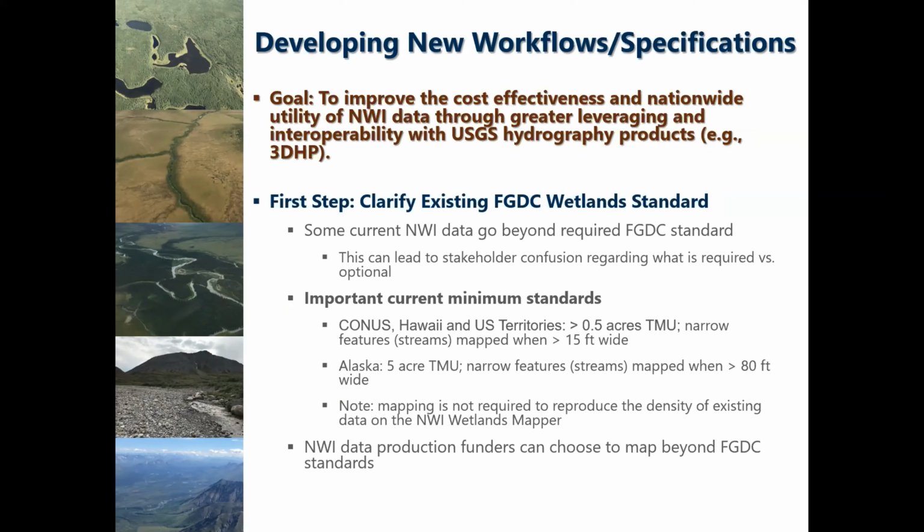In Alaska, things are a little bit different because Alaska is just a different kind of place. So in Alaska, features over 5 acres must be mapped, along with narrow features that are greater than 80 feet wide when mapping at a 5-acre targeted mapping unit.